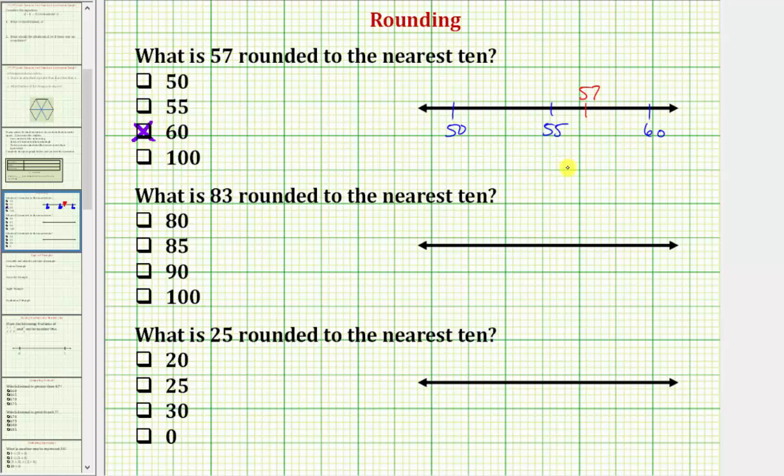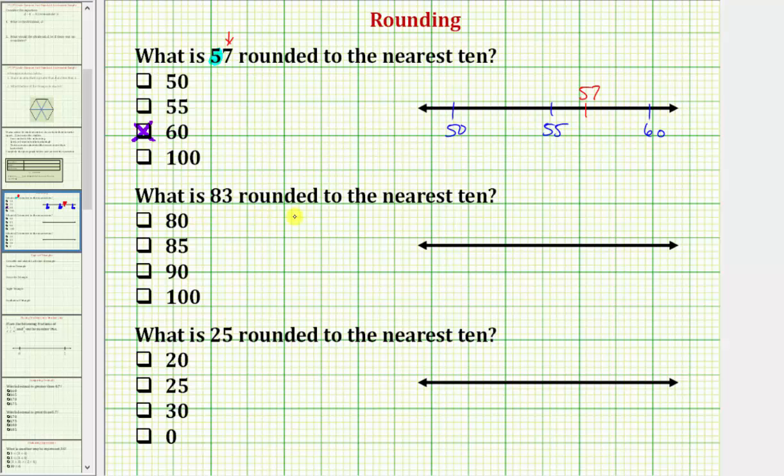Using the formal rules of rounding, we first identify the digit in the tens place value, which is the 5. The digit to the right, which is a 7, determines whether we round up or down. If this digit to the right is a 5 or more, we round up. If it's 4 or less, we round down. So because we have a 7, we round up, which means we increase the 5 to a 6, and 57 rounds to 60.